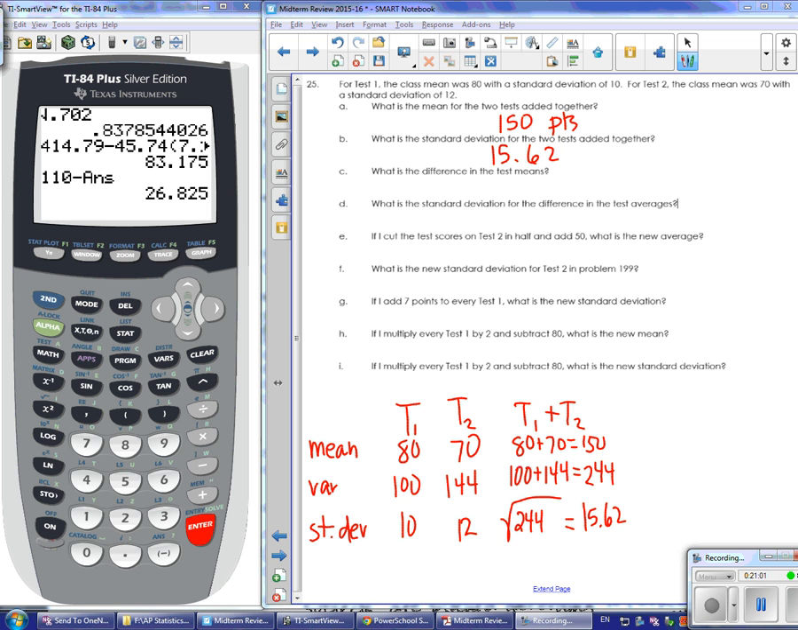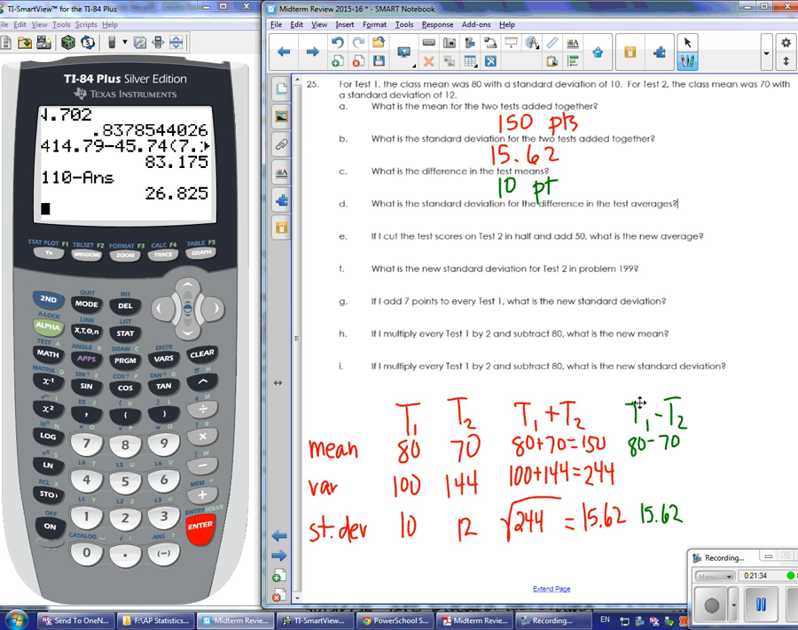Okay, the next ones deal with the difference. So if I'm looking at T1 minus T2, actually let me do this in a different color. All right, so if I'm subtracting, I'm doing 80 minus 70, which gives me a difference of 10 points. The standard deviation of the difference, though, remember, I never subtract my variances. I always add them. So I'm actually going to have the same variance and standard deviation as before because I'm adding them together. So this is still going to be 15.62.